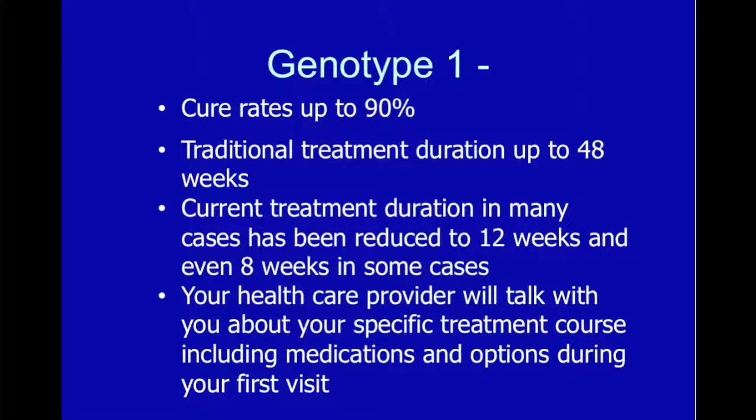Alright, genotype 1. Cure rates are up to about 90%. Some of the most recent studies have even been showing 97 to 100% success rate. Traditional treatment duration was up to 48 weeks, so almost a whole year of treatment. Current treatment duration in many cases has been reduced to 12 weeks and even 8 weeks in some cases. Dr. Bean will be able to discuss that with you, the treatment duration and specifics, on your first visit.